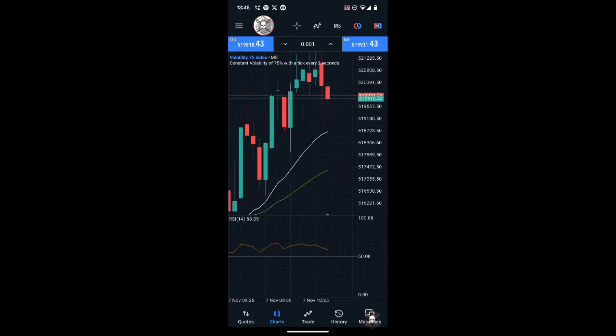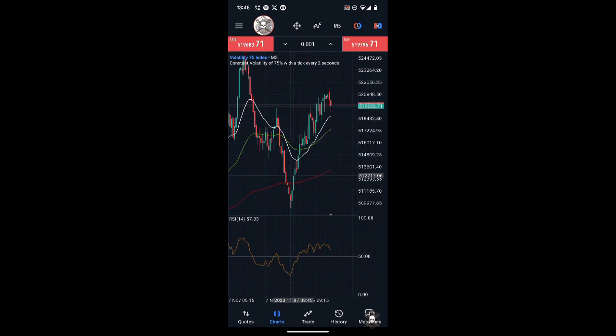So easy, guys. If you're looking for buys, the 21 has to be above the 50 and the 50 has to be above the 200. It has to be in that order: 21, 50 and 200. That's the first thing. If it's in that order, then that's the first confirmation. We are going for buy.